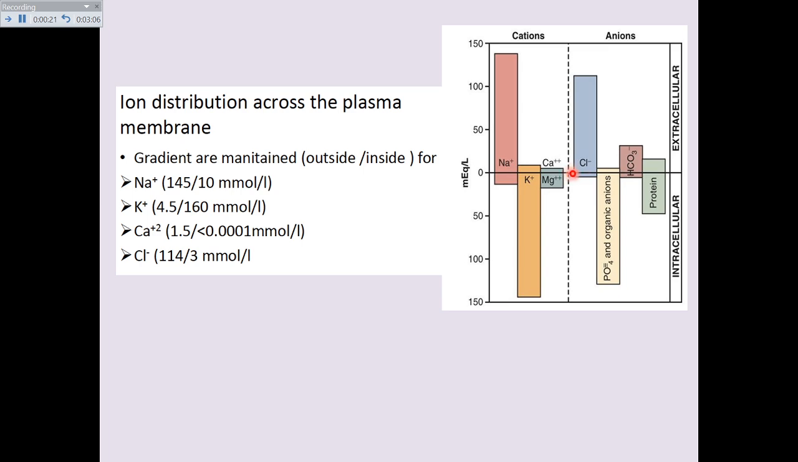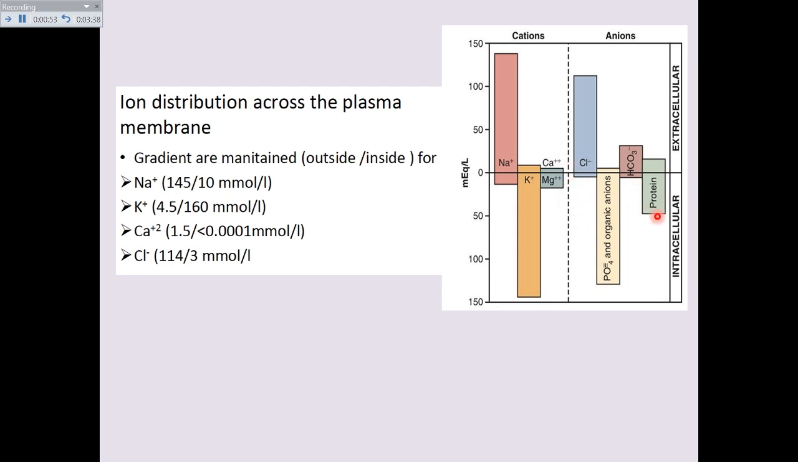Well, of course HCO3, bicarbonate, but potassium, phosphorus and protein are more inside. You can see the concentration of sodium is different inside and outside. There's a great amount of sodium outside, which is responsible for most of the osmolarity of the extracellular fluid. While we said the osmolarity of the outside and inside of the cell is the same. How does this happen?